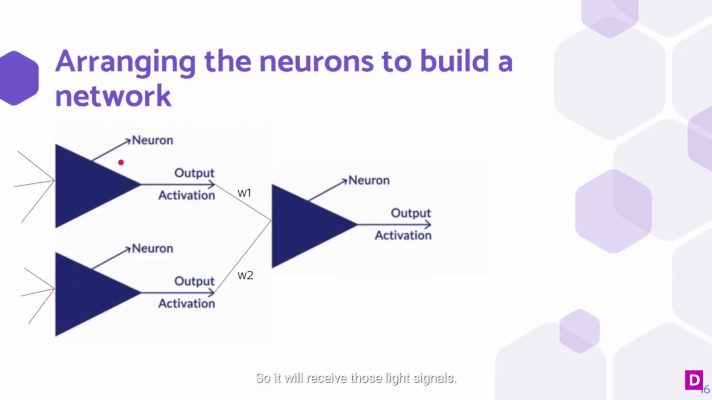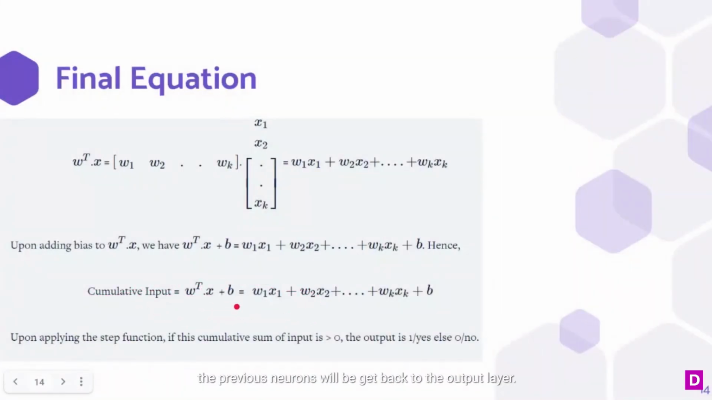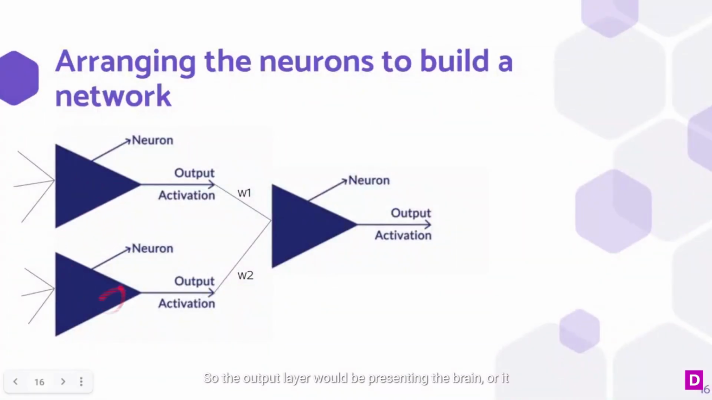So it will receive those light signals, and these input signals are processed by the input layer by applying a certain mathematical equation which we arrived at in the previous session. These operations will be conducted internally and it will give a certain output. Then these signals passed from the previous neurons will get back to the output layer. The output layer would be present in the brain or it might be in another device.